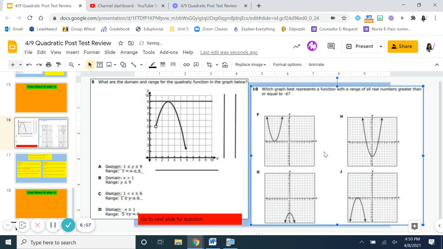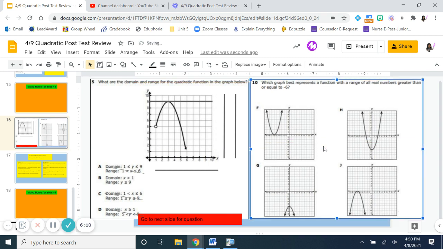All right, so problem 10. Let's see why this one is similar. It says which graph best represents a function with a range of all real numbers greater than or equal to -6. So our vocabulary word that's super important is the word range, and we just finished talking about range over here. So the range has to deal with our y-axis, okay? And we want it to be greater than or equal to -6. So we want all of our y values to be greater than or equal to -6.